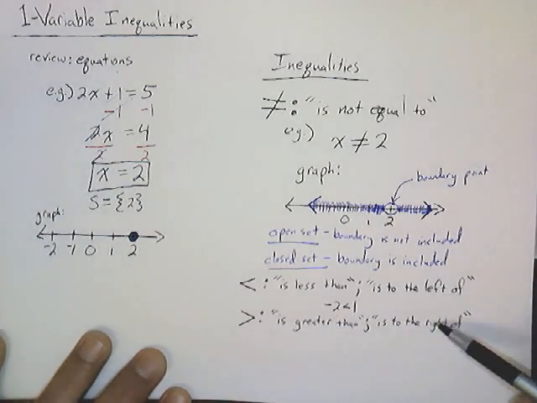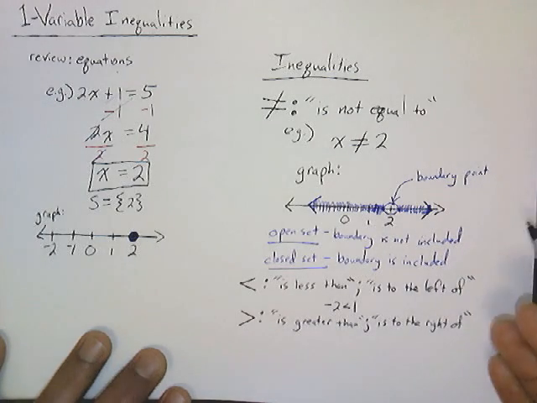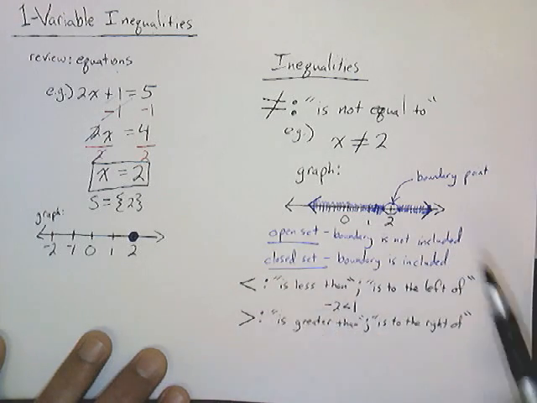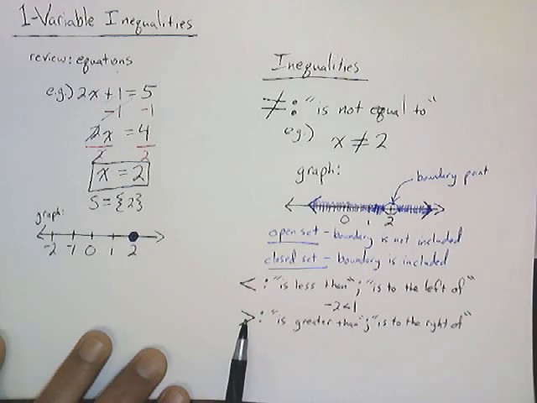And I also like the directions, just because when we get into two variable stuff, now it's not just going to be left and right. Now we're going to have a y, which is going to be up and down. And so it's just kind of helpful. So this means is less than or is to the left of. This means is greater than or to the right of.